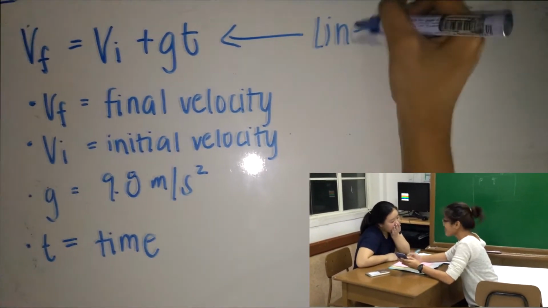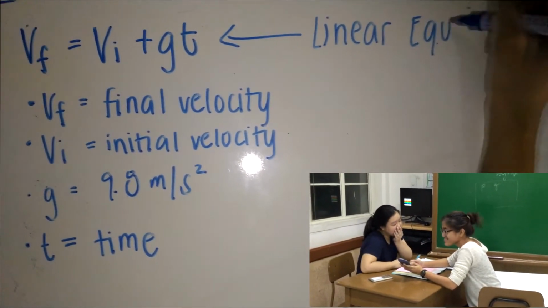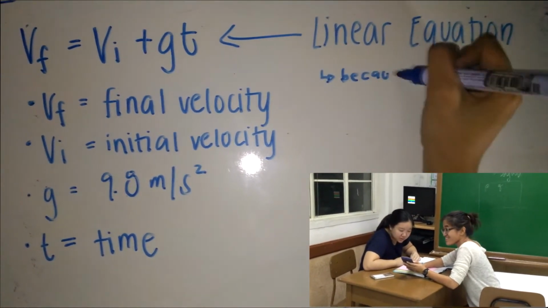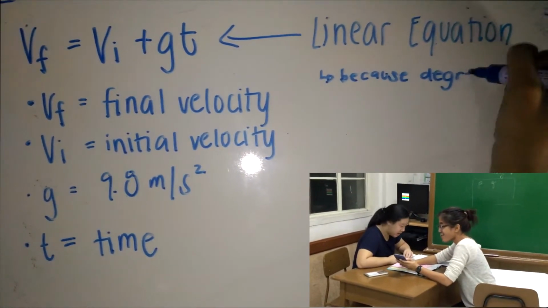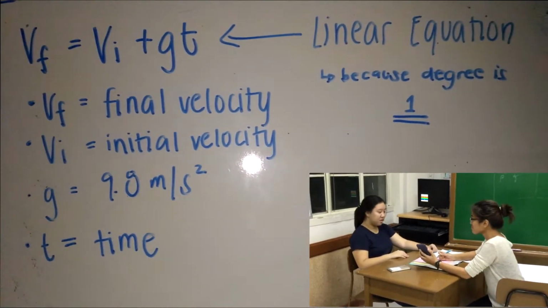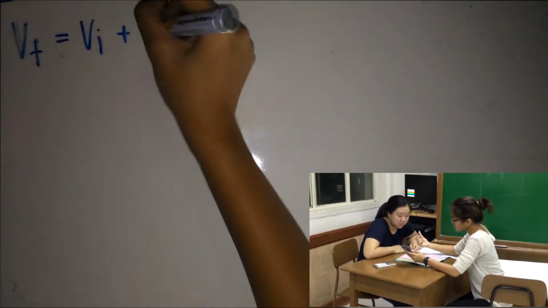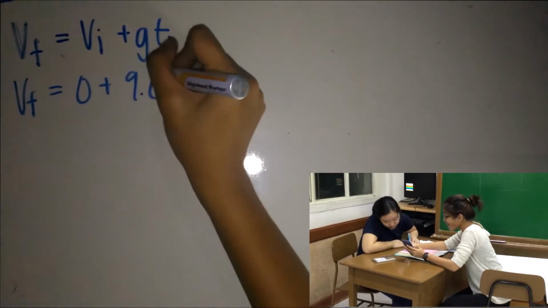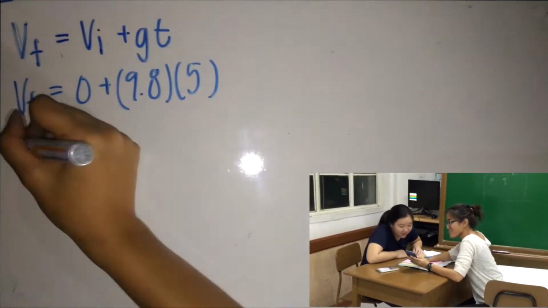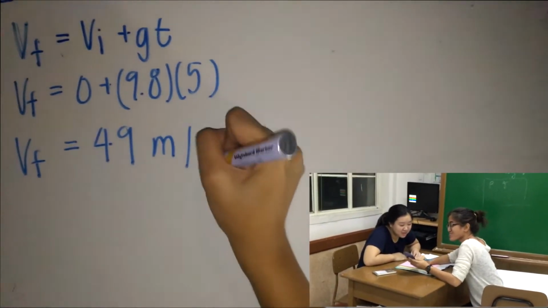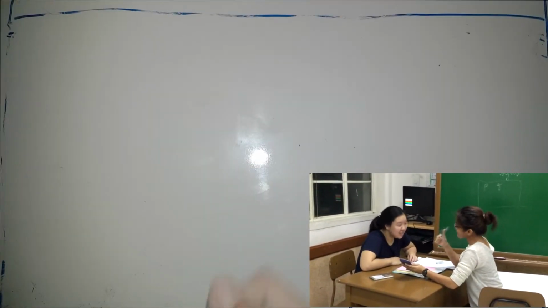The equation here is a linear equation because the degree of the variable is 1. The independent variable here is the time and the dependent variable is the final velocity. Now, if we substitute the given values to the equation, we get Vf equals 0 plus 9.8 times 5. And by calculating that, we get that the final velocity of the ball is 49 meters per second.